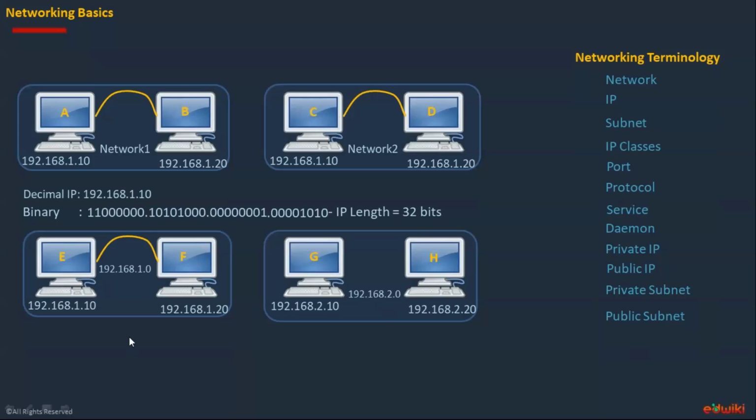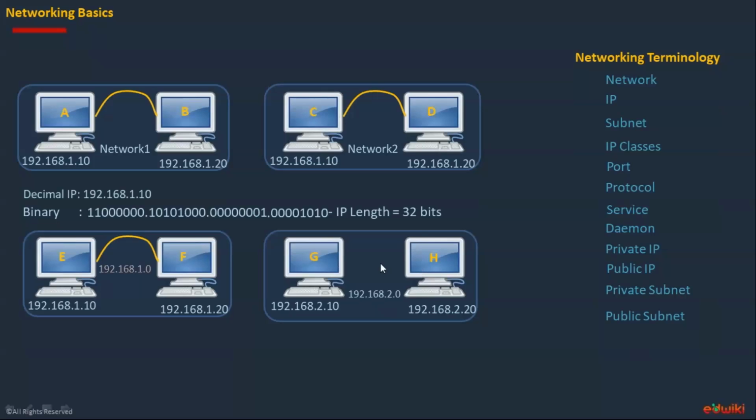So terminology wise, 192.168.1.10, I am calling it an IP address. 192.168.1.0, I am calling it a network ID. Are we good with this? So if you ask me what a network ID is, the network ID is the IP address which is used to identify the network itself, not a specific computer. So in this case, the network ID is 192.168.1.0.